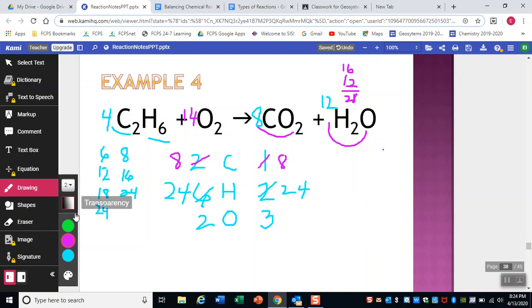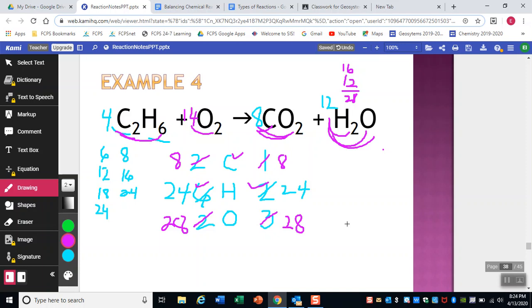All right. So let's see if that is balanced. 8 carbons, 8 carbons, so check. 4 times 6 is 24 hydrogens, and 2 times 12 is 24 hydrogens over here, so that works out. And then now I've got 28, 2 times 14 is 28, and 16 plus 12 is 28. So this is 28 and 28.